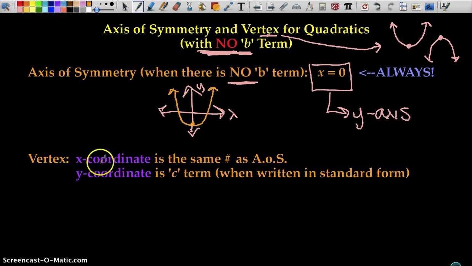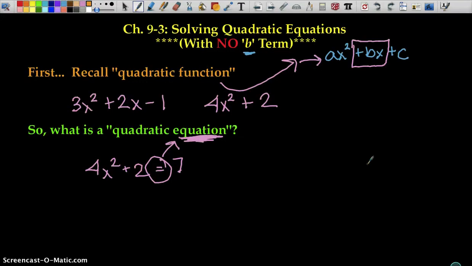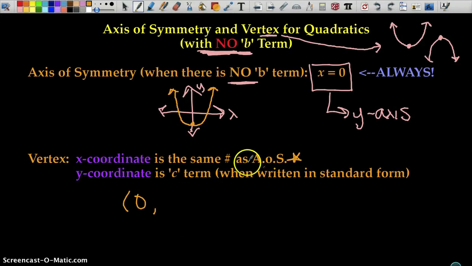okay? The vertex x-coordinate is the same as the axis of symmetry. This is always true right here. This is always a true statement regardless of there being 2 or 3 terms. But we know that for these specific examples, the x-coordinate for your vertex will always be 0. Now your y-coordinate is always your c term. So if we came back to an example that I wrote, let's see, right here, this right here is our c term. So it's whichever term does not have a variable with it. So it'll be whatever your c term is. So I just put c here to show you it's the c term.